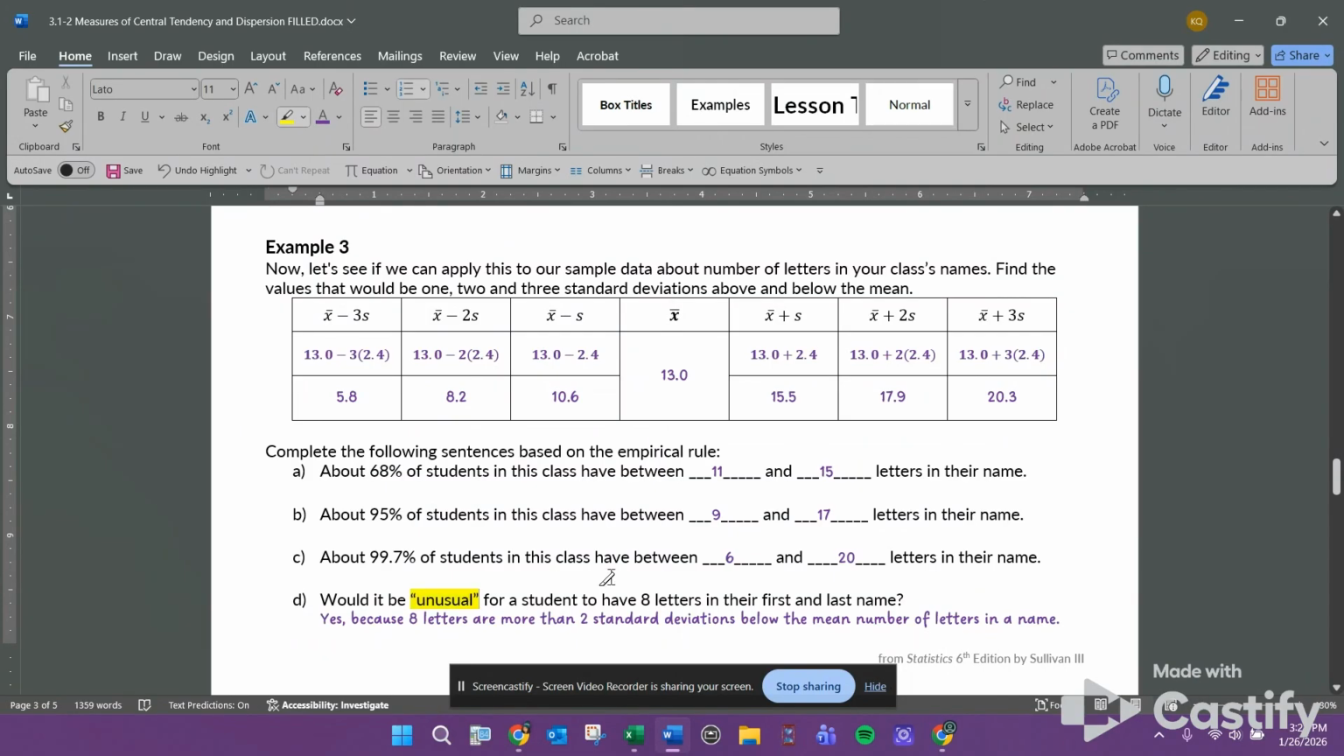So a question that would follow up, again, you see this word unusual. Would it be unusual for a student to have 8 letters in their first and last name? Yes, because that falls outside of my 2 standard deviations from the mean. Now, it's still allowed. Miss Quigley has a friend named Amy King. That's only 7 letters in her name. It's unusual for somebody to have that few letters in their name, but it's not wrong.